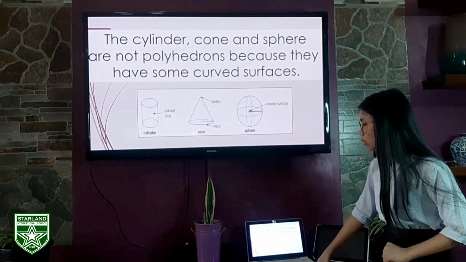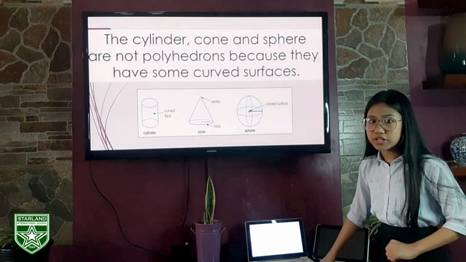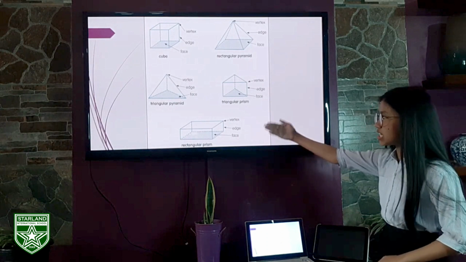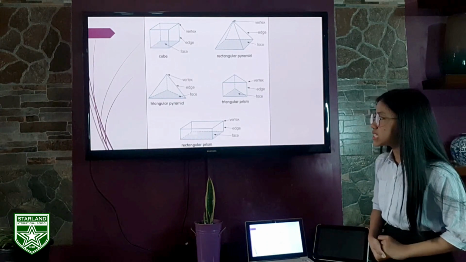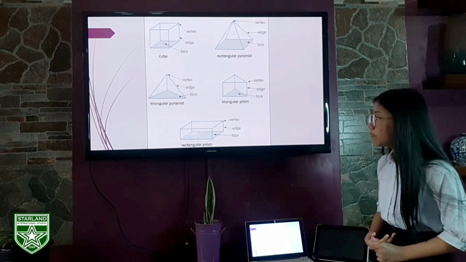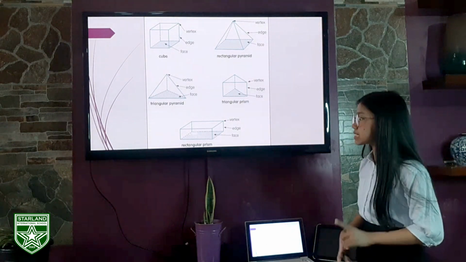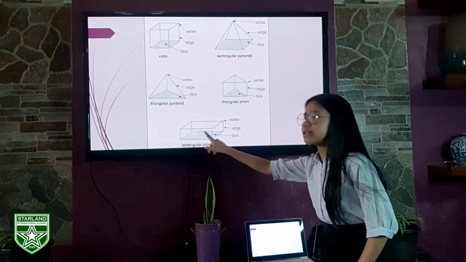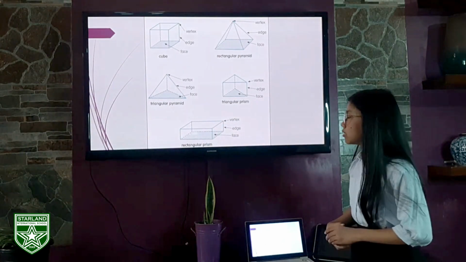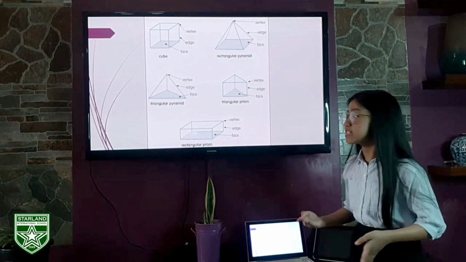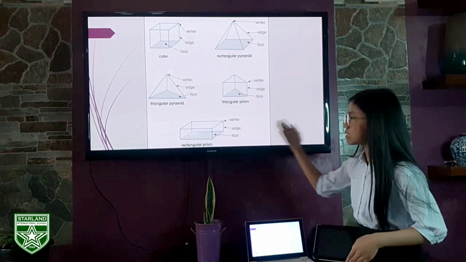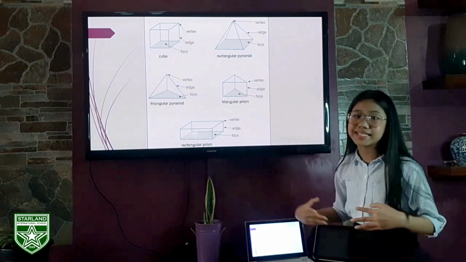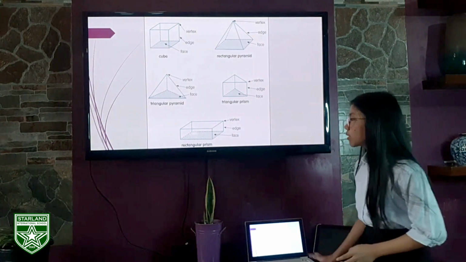Okay, so now that we know which solid figures are polyhedrons and which are not, we will now be moving on to the face, edge, and the vertex. So as you can see, the rectangular prism has a total of 6 faces. Let's count it. 1, 2, 3, 4, 5, and 6. Okay, so now that we have confirmed it has 6 faces, the edges are basically the lines of each solid figure, and the vertex is where the lines meet.